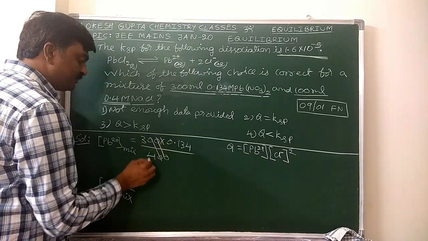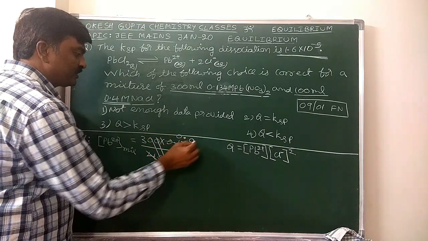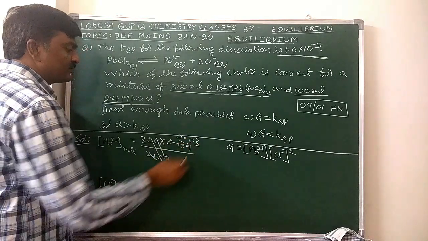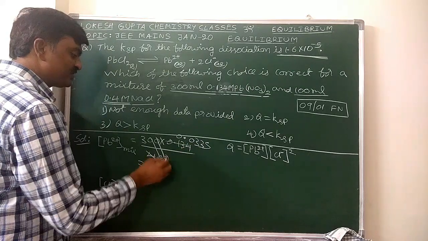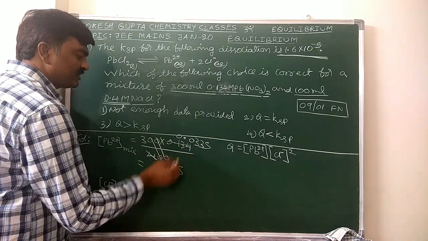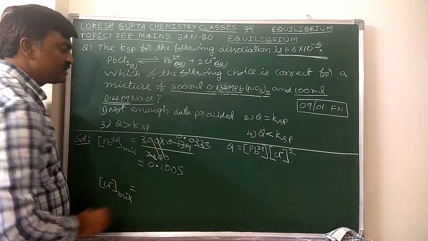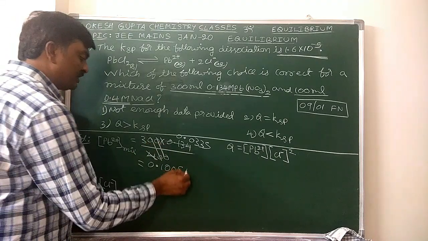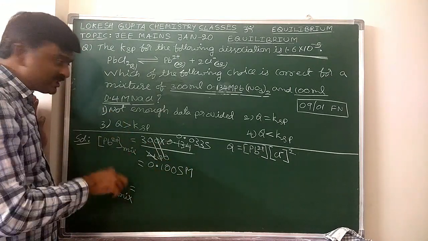Now if we simplify it, 0.134 into 300 by 400. 4 3s are 12, 4 5s are 20. Now this is equal to 3 5s 15, 3 3s 9. So 0.1 molar Pb2+. Now the Cl- concentration in the mixture.